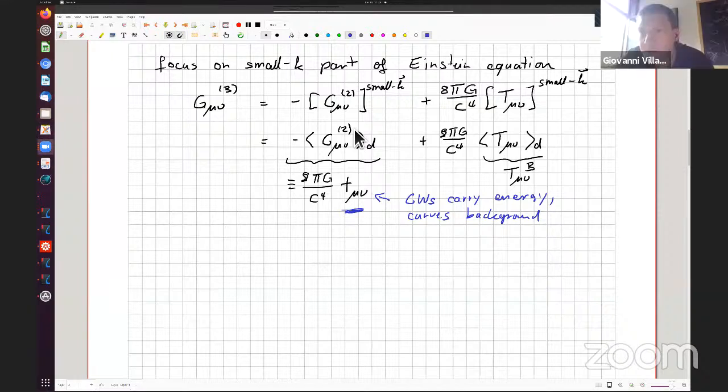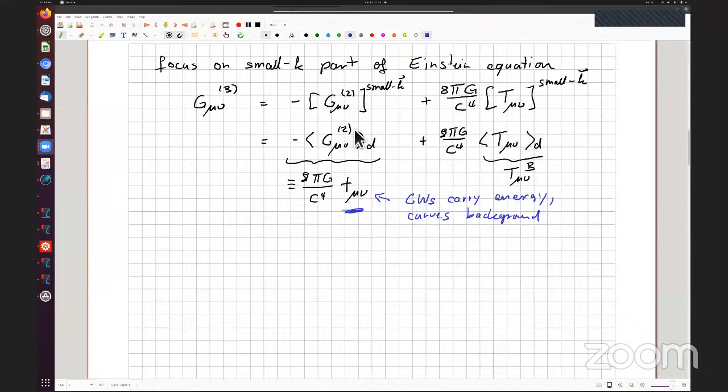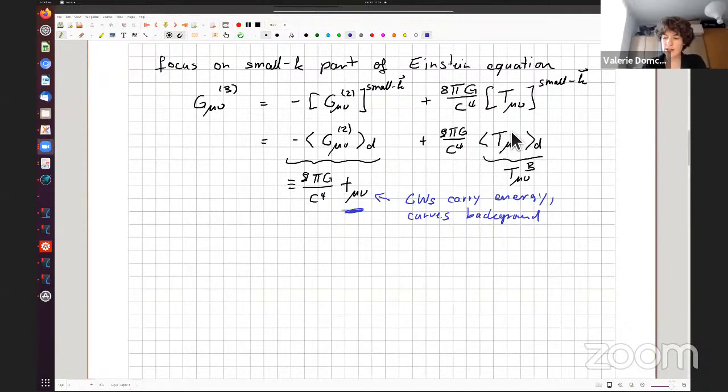There's one more by Julian. Yes, so it's still a bit unclear to me why averaging the stress energy tensor over D is basically the background energy tensor. Maybe you can elaborate on that a little bit further. You mean here on the right-hand side? Yes.